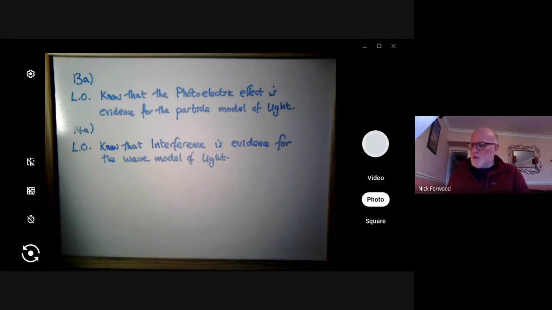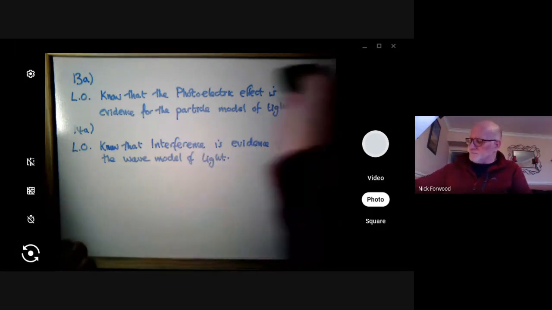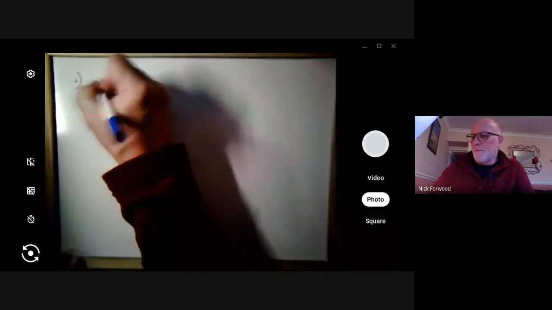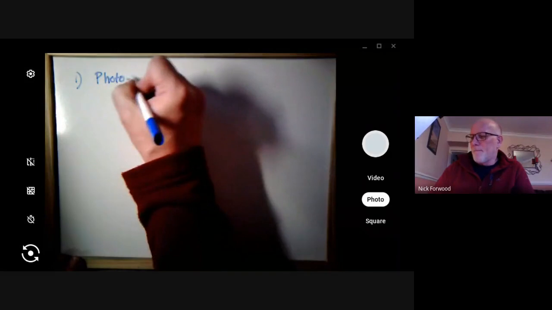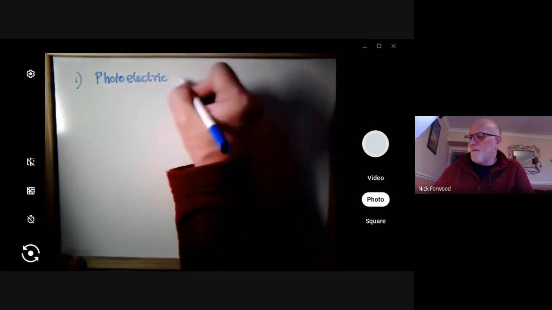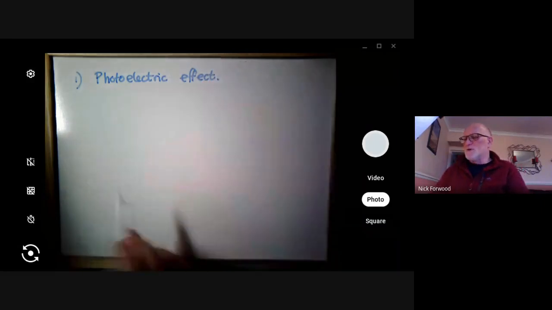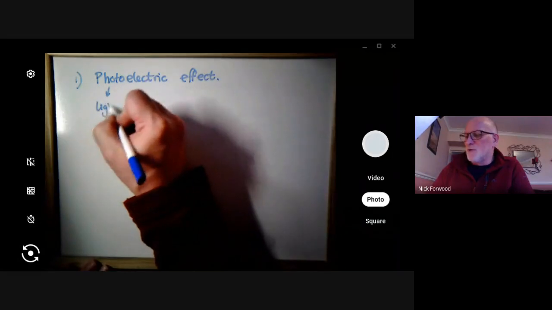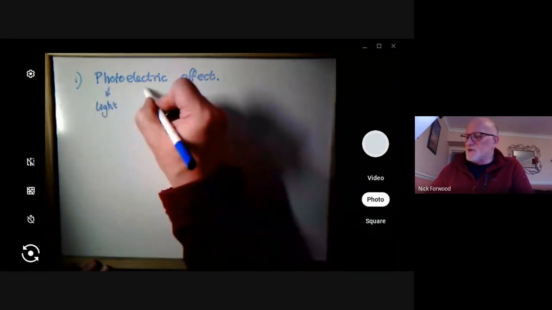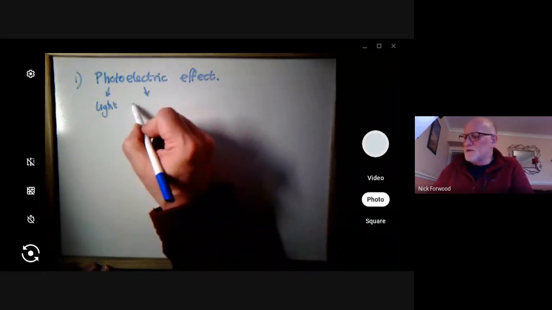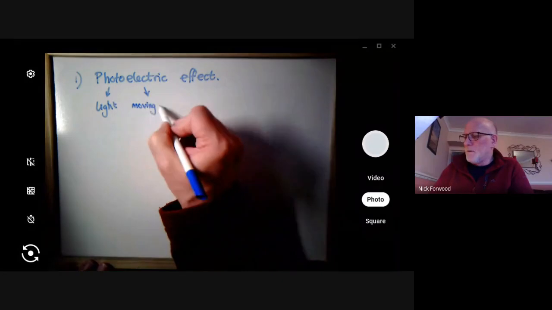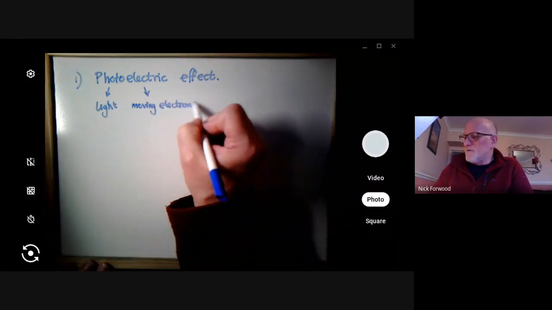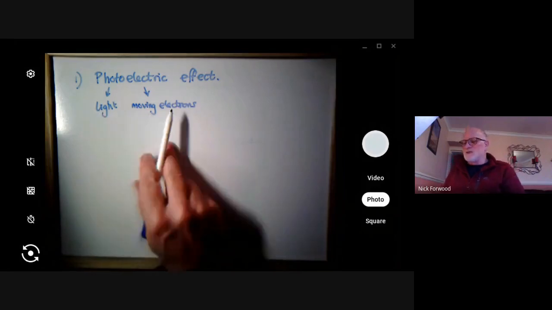Right, so we're going to kick off then with the photoelectric effect. I'm going to say what that is. So if we look at this word photoelectric, the photo bit means light. Photo is a Greek word connected with light. Electric means moving electrons.